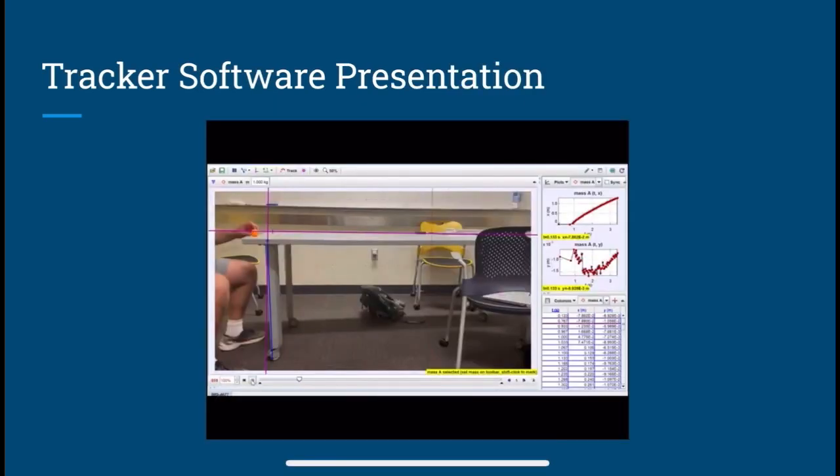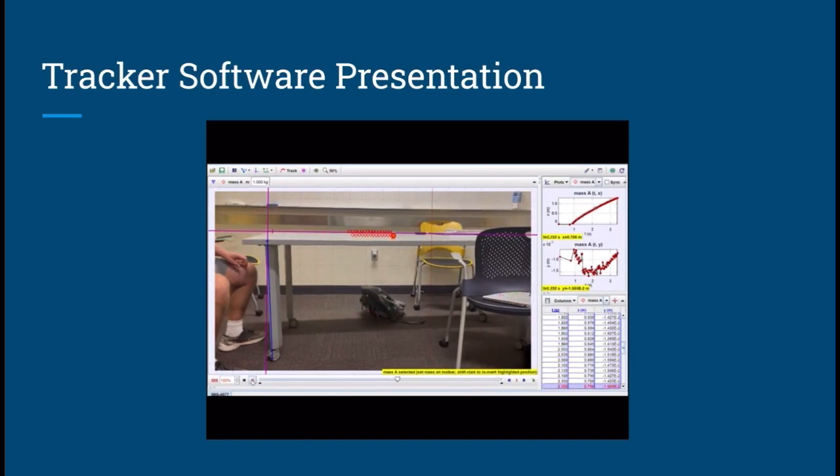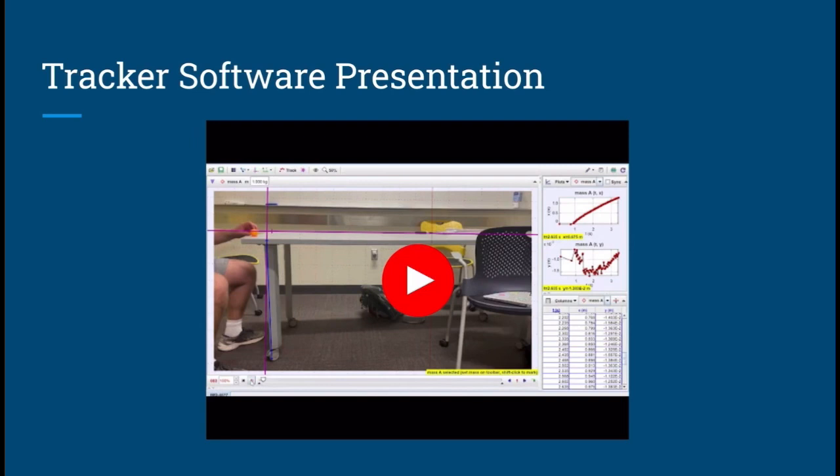Now here we can see the tracker software analyzing the motion of the ball. I selected 30 data points along the line from t equals 0 to t equals 1 so that the motion of the ball could be analyzed once every 2 frames, as the video is at 60 frames per second. Another important thing to note is that right is the positive x direction and left is the negative x direction.